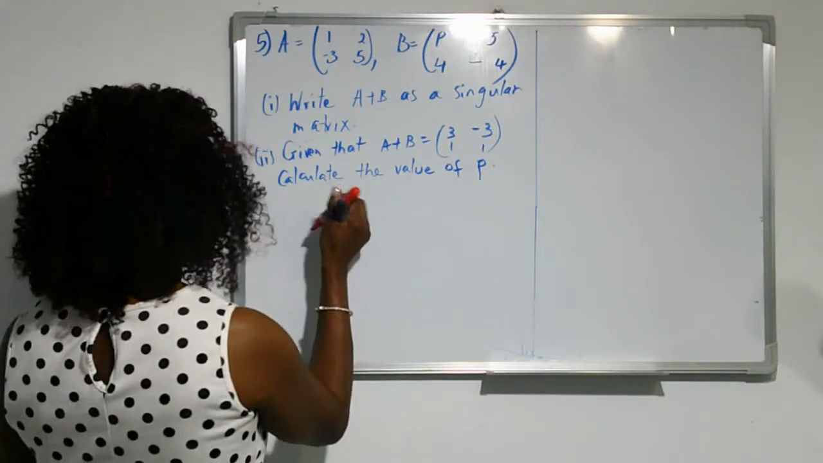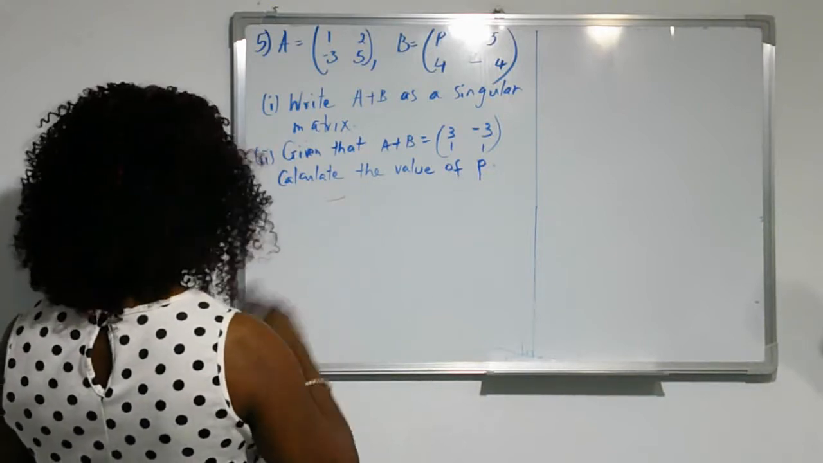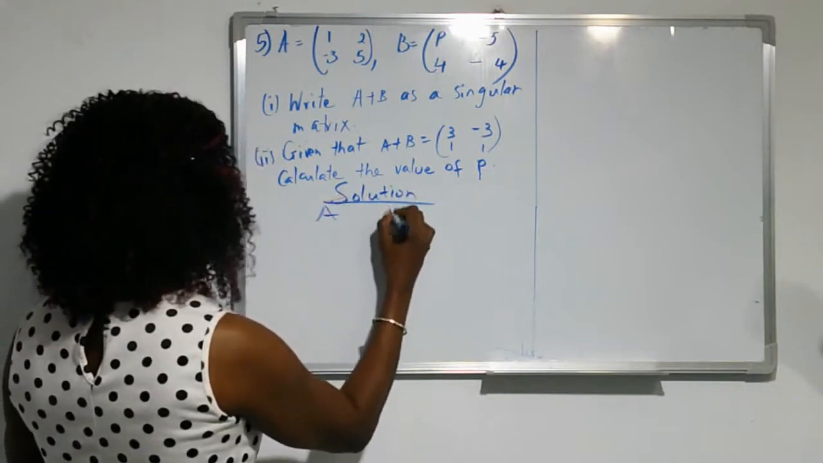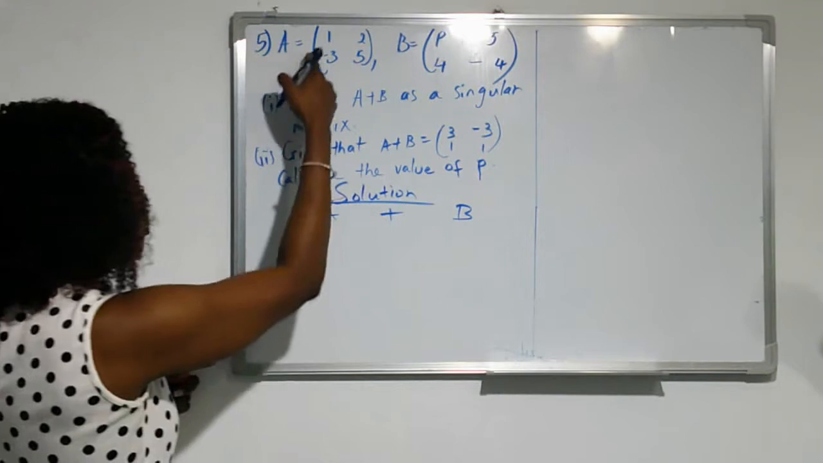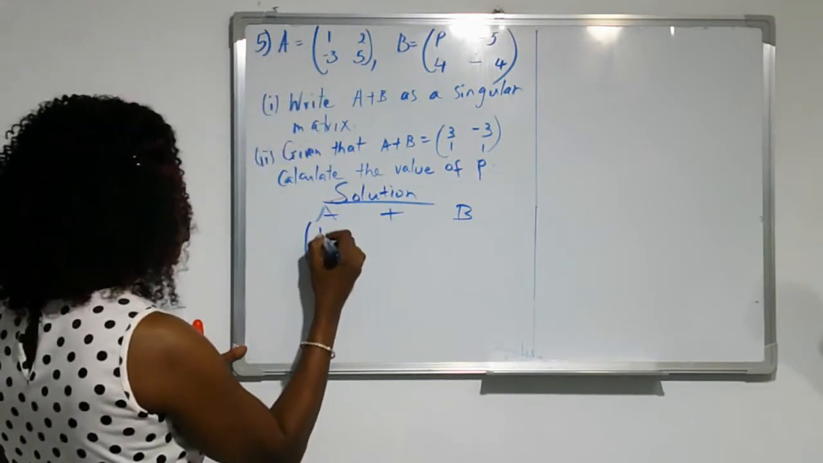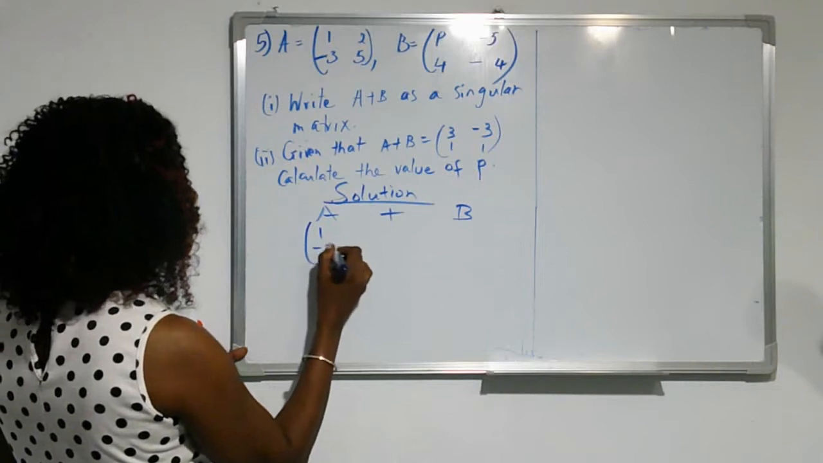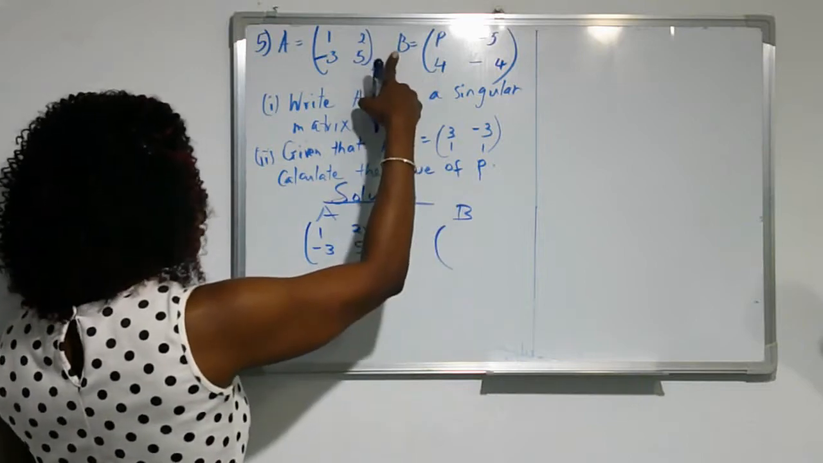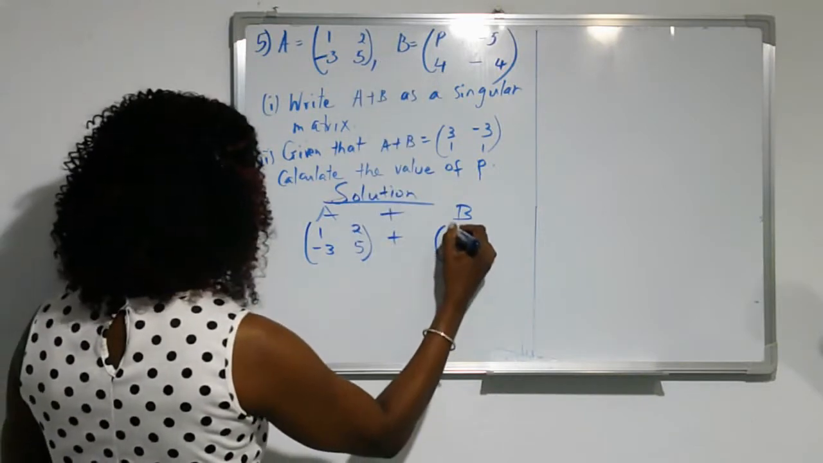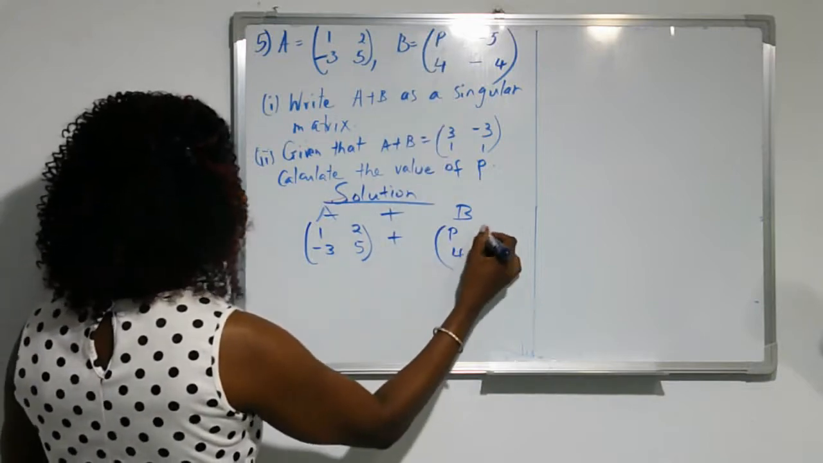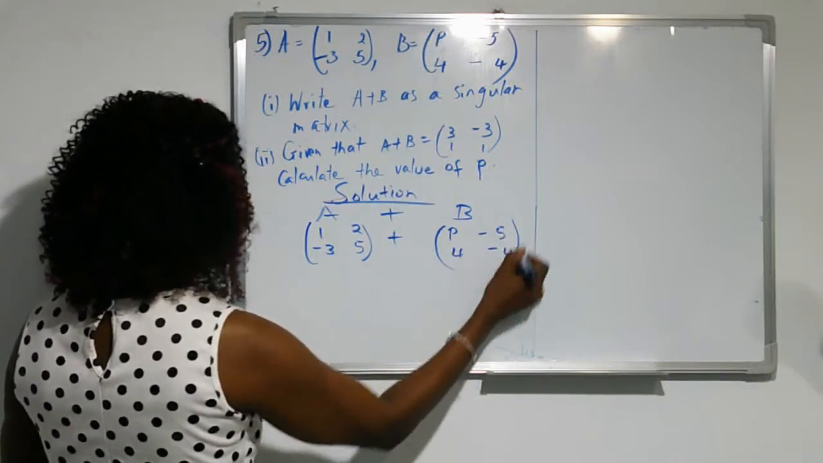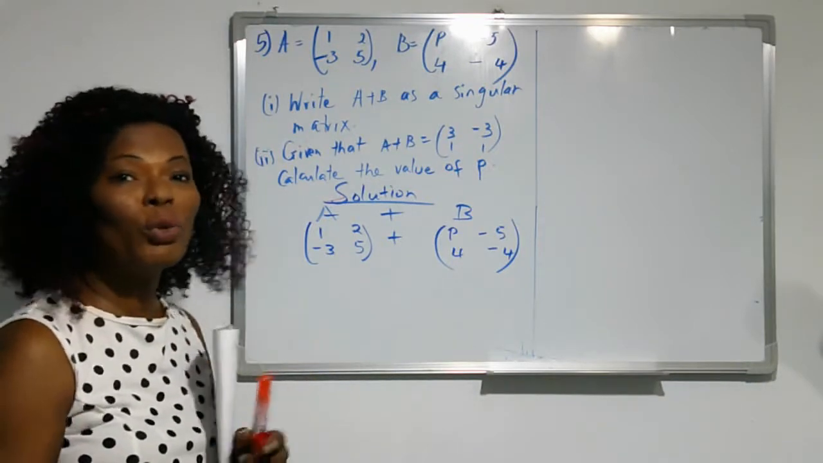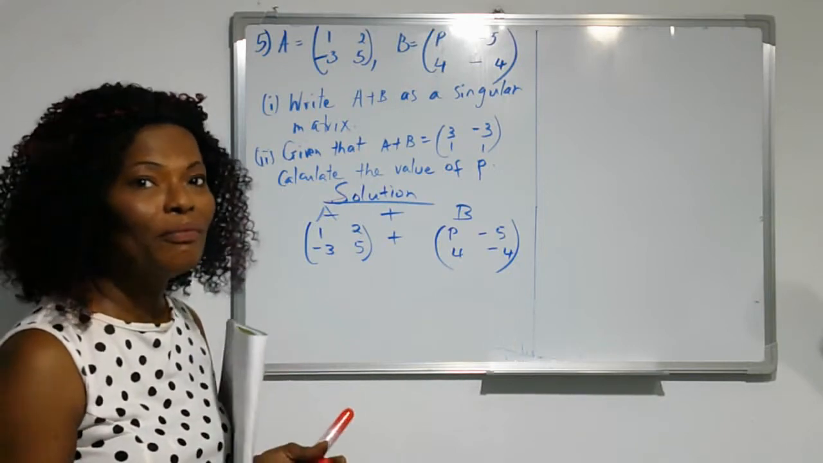So our solution is A plus B. The variable A has matrix 1, negative 3, 2, 5. And the matrix B has elements P, 4, negative 5, negative 4. And this is pretty easy, isn't it? Again, it's the same principle. You know, you don't have to work 20 questions, you know. The principle remains the same for all of them.